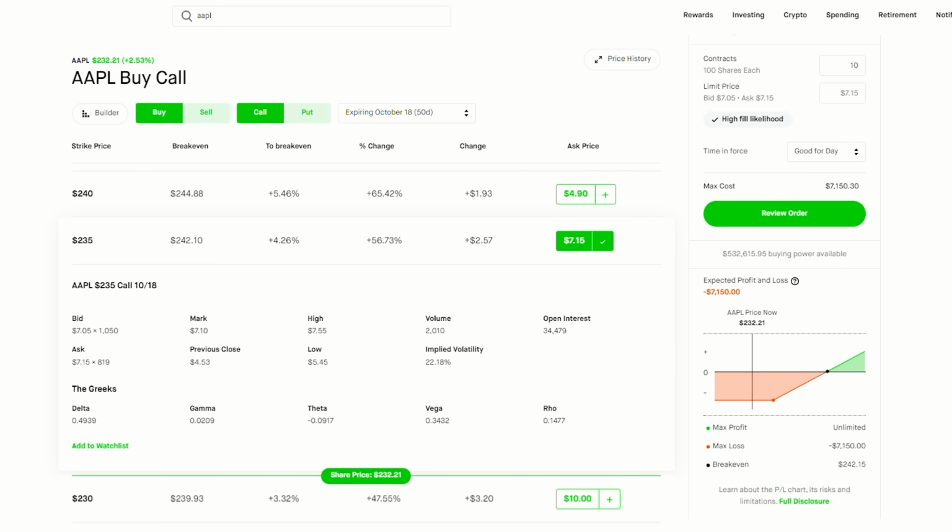Now, if it actually went to $240 and that happened in the next 1 or 2 days, then I would actually make a lot of money. It would go to $240. The current price is $232. That means I would have a rise of $8, and the delta right here would basically mean that the option would go up in value by $4.